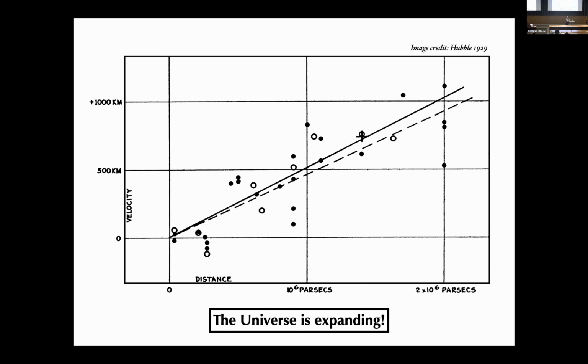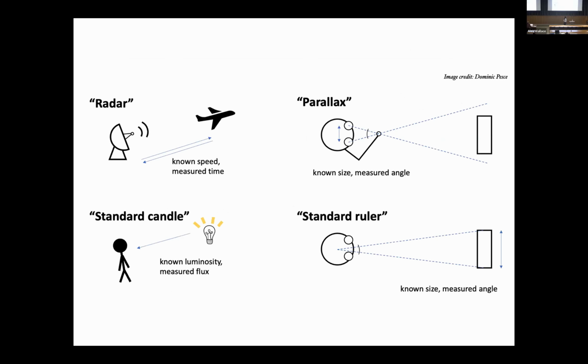If you try to read it off the plot, the slope of this line is like 500 kilometers per second per megaparsec, which is many times larger than what we believe it is today. So he didn't do a very good measurement of this, but he did still find that the universe is expanding. Okay, so I talked about why we care. Now, how do we actually do this?